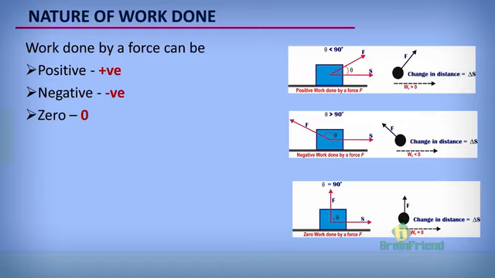Now, let's take a look at the nature of work done. Work done can be positive, it can be negative, and it can also be zero. I'm going to look at the conditions. What makes work done to be positive? What makes work done to be negative? And what also makes work done to be zero?